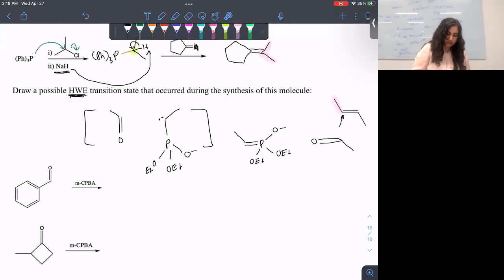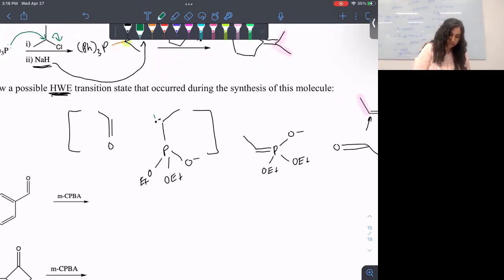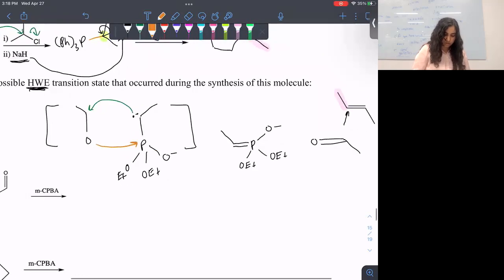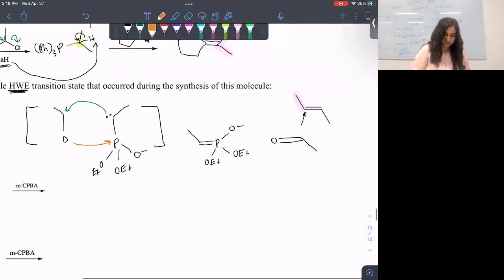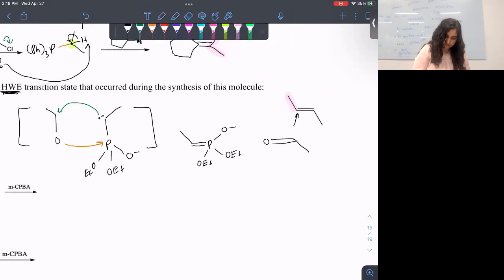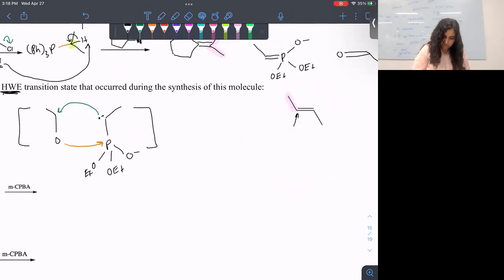And so now what happens is that the carbon of the phosphorus compound attacks the carbonyl. That becomes a single bond. And then the oxygen of the carbonyl attacks the phosphorus. So you get a square. So you have these new bonds.